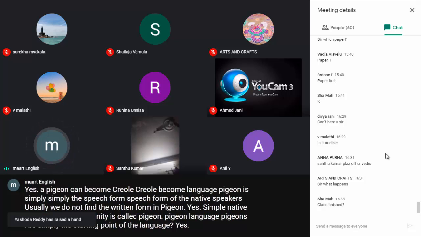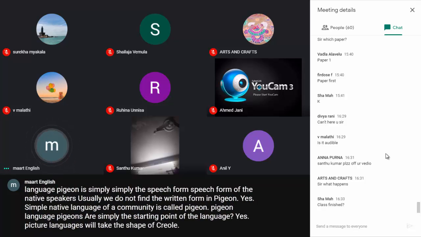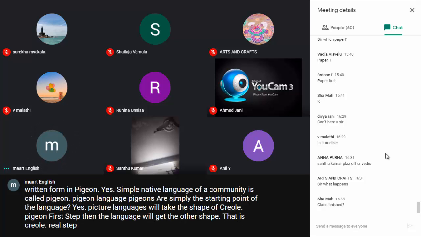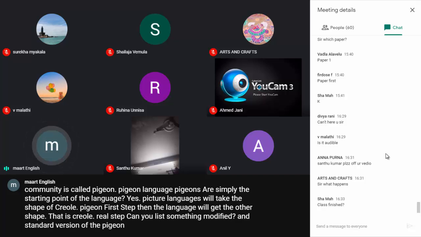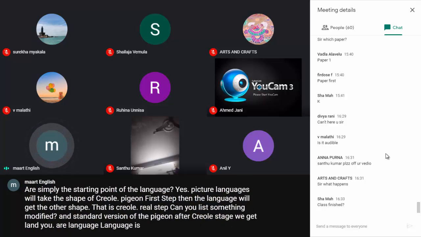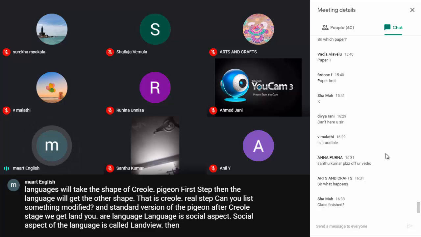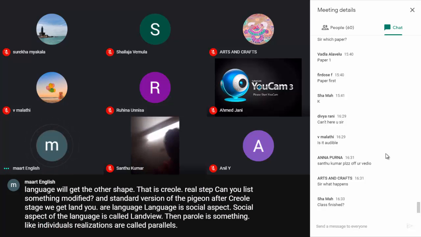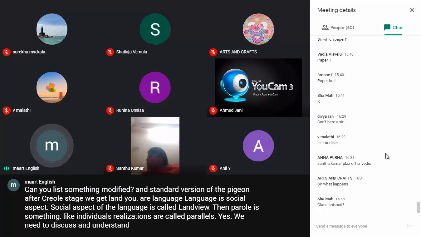Pidgin languages will take the shape of Creole. Pidgin is the first step, then the language will get another shape, that is Creole. Creole is a modified and standard version of the pidgin. After the Creole stage, we get Langue, or language. Language as a social aspect is called Langue. Then parole is the individual's realizations. We need to discuss and understand these four concepts.